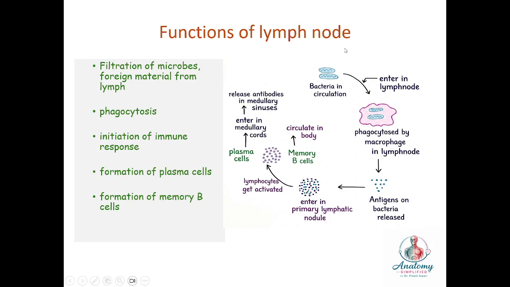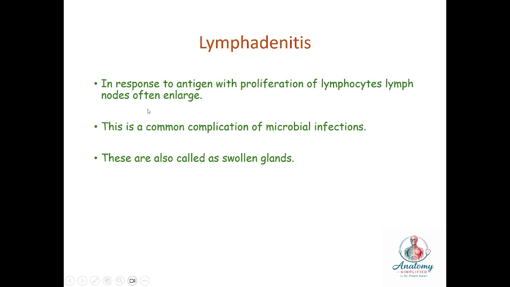So the basic function of the lymph node is filtration of microbes and foreign material from the lymph, phagocytosis of this material, initiation of the immune response, and formation of plasma cells and memory B cells. Lymphadenitis: in response to antigen, with proliferation of lymphocytes, the lymph node often gets enlarged. This is a common complication of microbial infection, and these lymph nodes can also be called swollen glands.